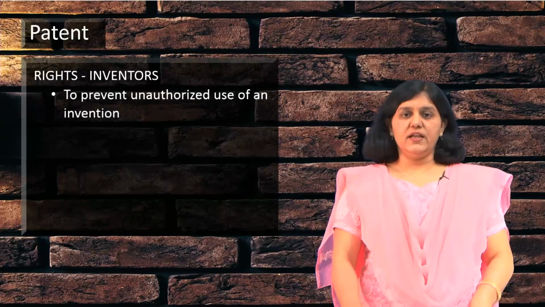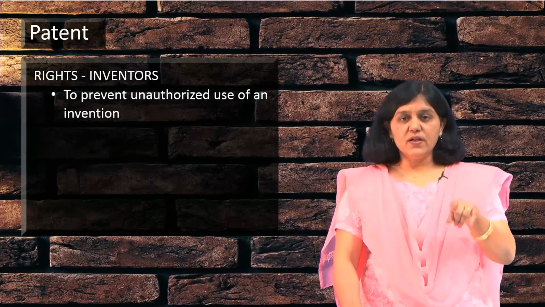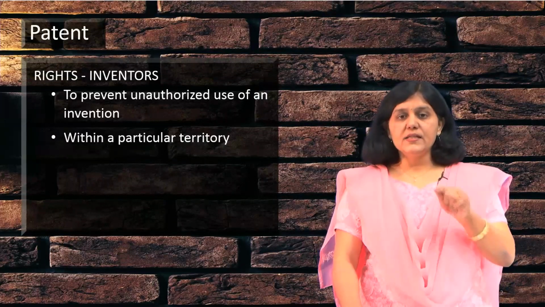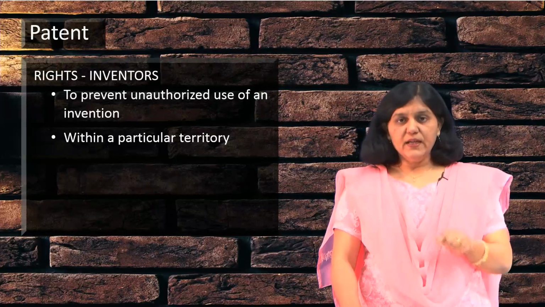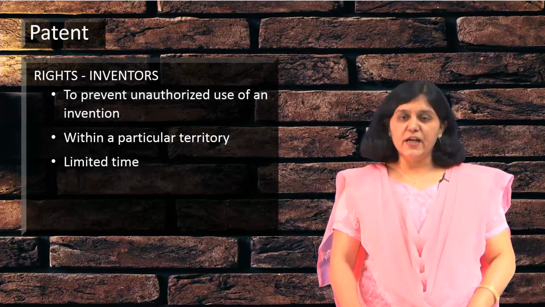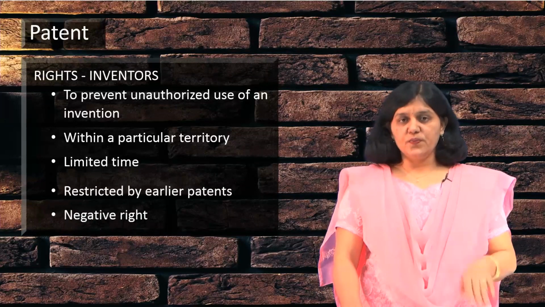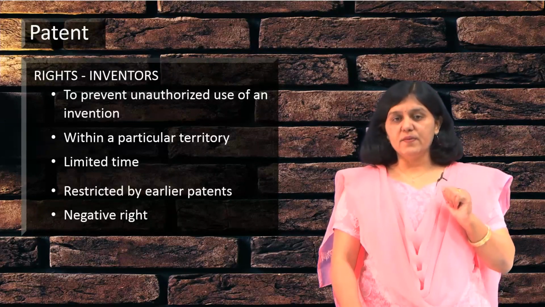So, the rights granted to the inventor are that he or she can prevent unauthorized use of the invention. It is for a limited period and it is for a particular territory. It is limited, it is restricted by earlier patents, and it is a negative right. So, the question is, what is the meaning of being restricted by earlier patents?